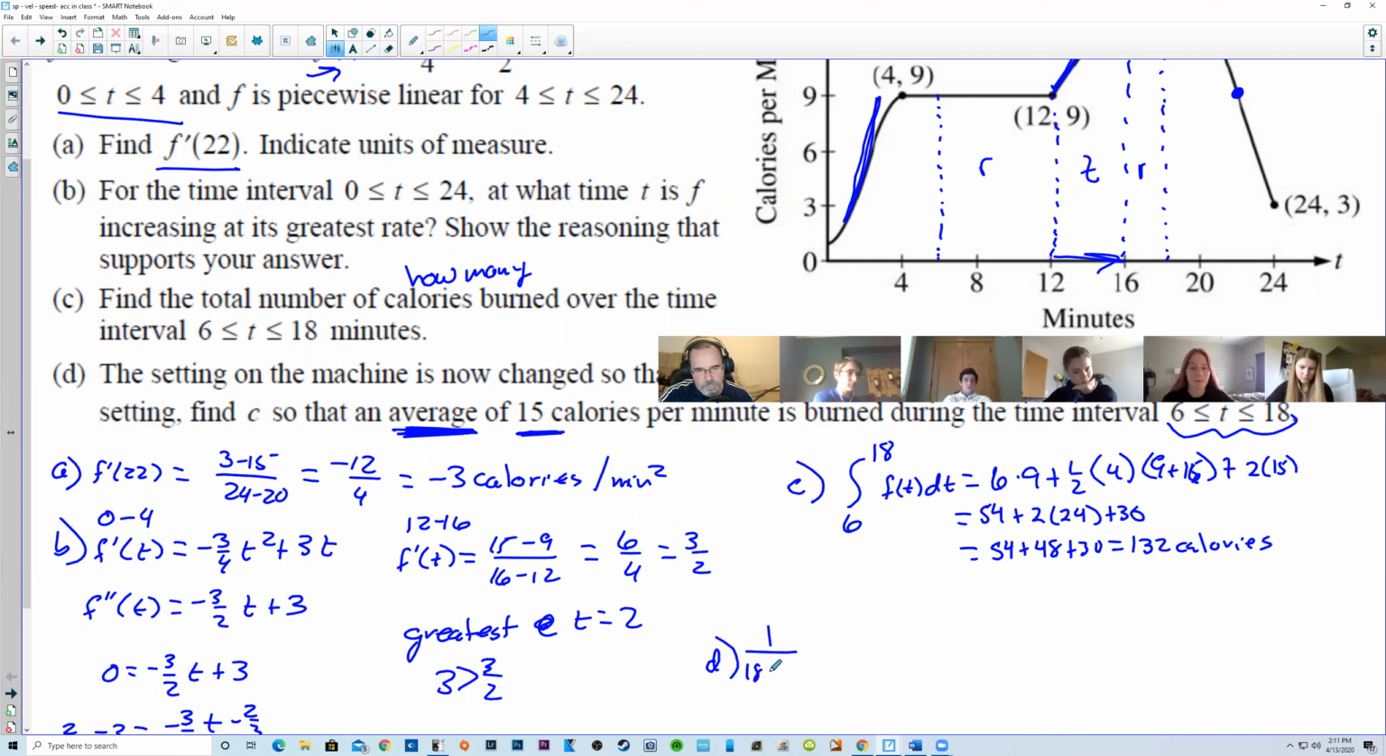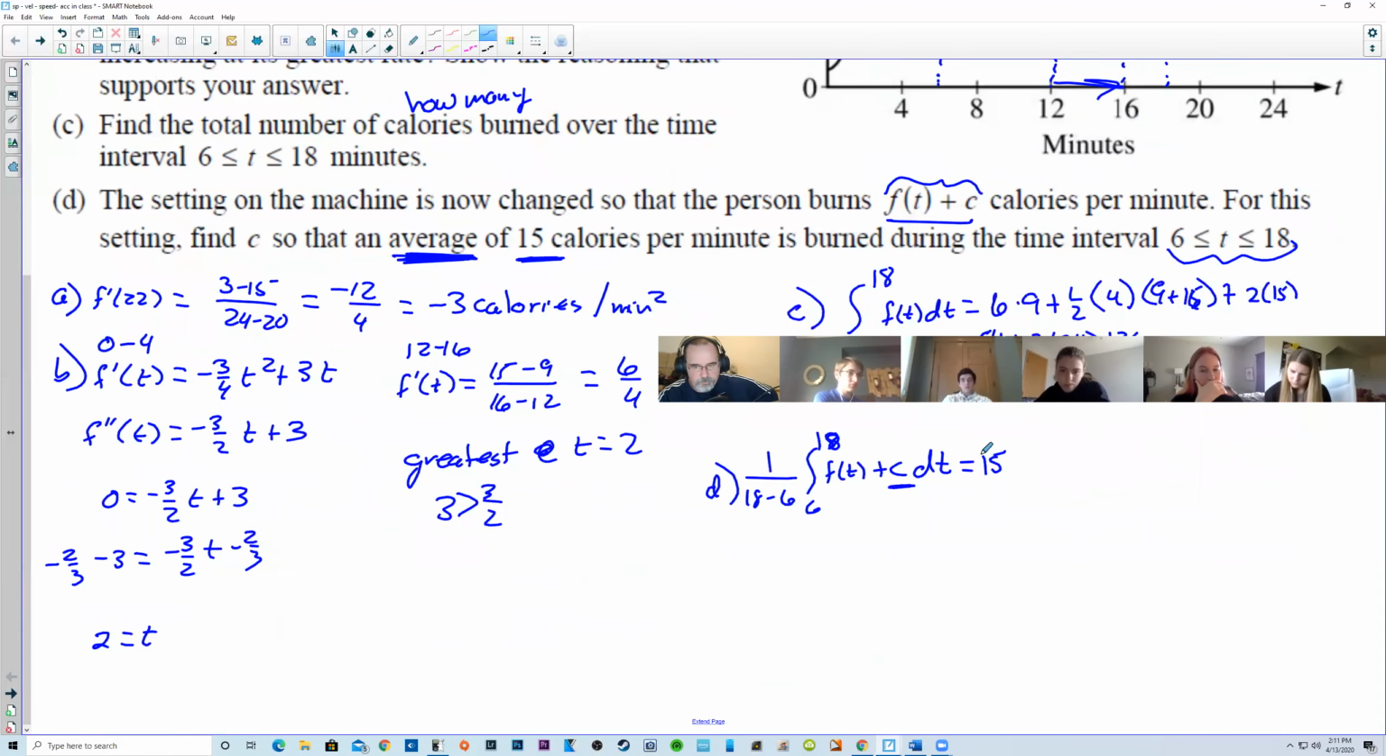So we have 1 over 18 minus 6, integral from 6 to 18. That's how you find the average value of a continuous function. But they tell us that this continuous function is f of t plus c. So f of t plus c dt. And they want to know what c would have to be so that the average is 15. So there it is set up. Now we just need to do the math on it. Setting it up, I think, is most of the battle, of course.